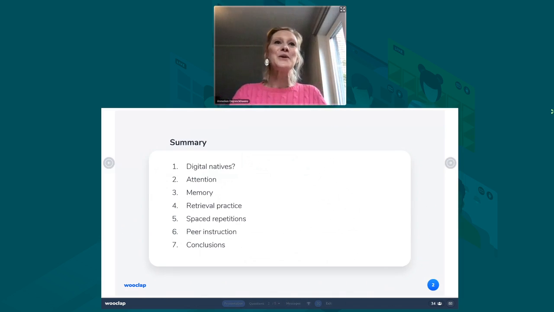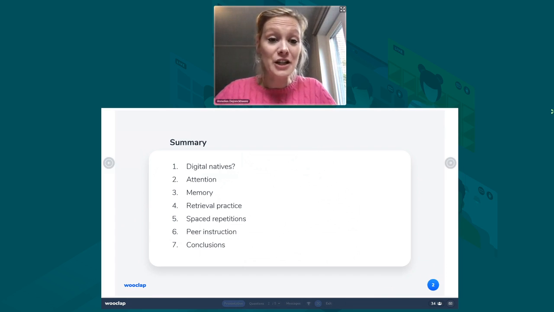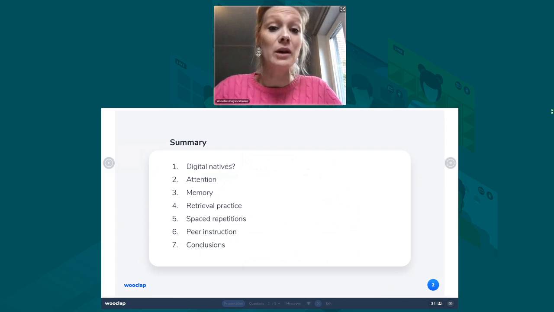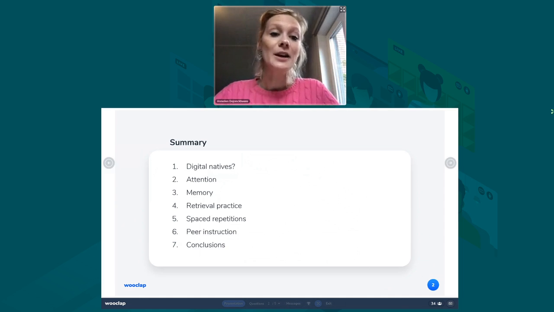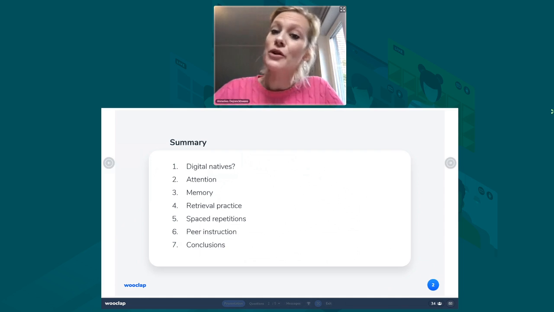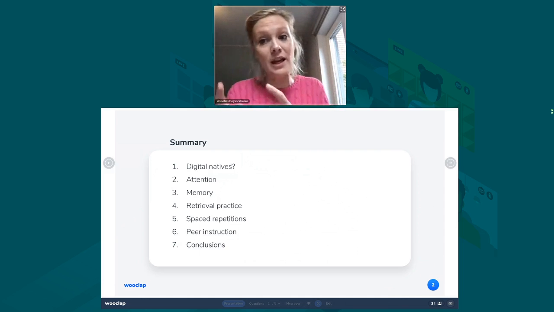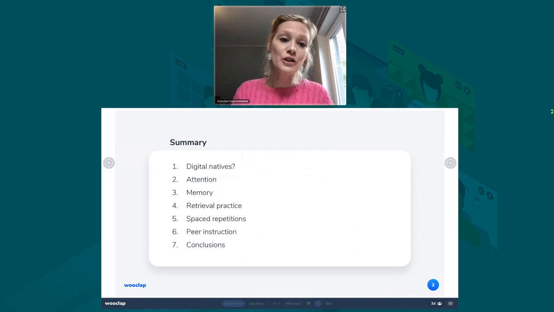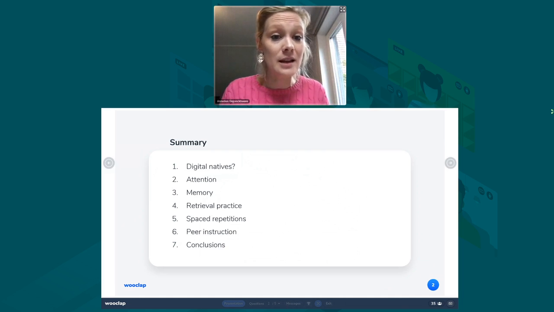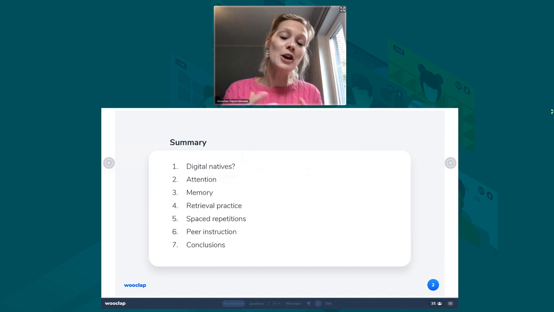Okay, so this is the agenda for the session. I will start by asking a provocative question later on about digital natives. Then we will briefly discuss the main concepts revolving around the learning process, attention and memory. And this will allow us to move on to the 3 techniques that professors should use in their classrooms and how to implement them with the help of a student response system of their choice. And of course, all of this will lead me to the conclusions.